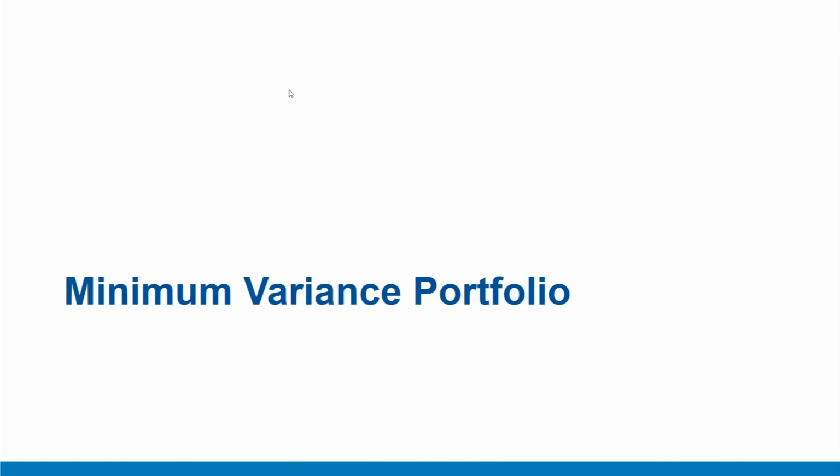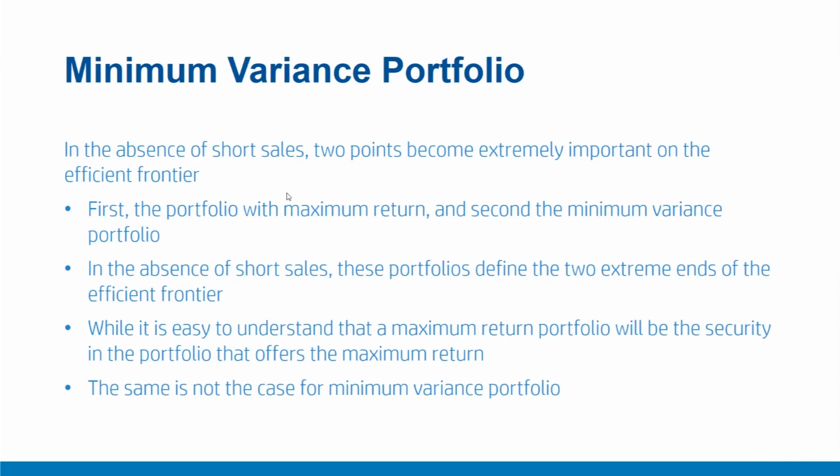In this video, we'll talk about the minimum variance portfolio and some of its interesting properties. In the absence of short sales, two points become extremely important on the efficient frontier. First, the portfolio with maximum return, and second, the global minimum variance portfolio. In the absence of short sales, these portfolios define the two extreme ends of the efficient frontier.